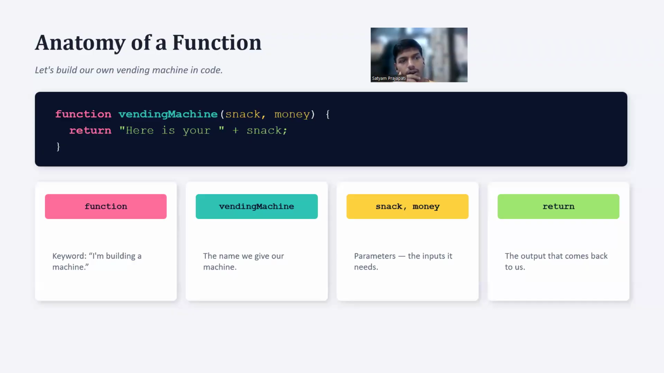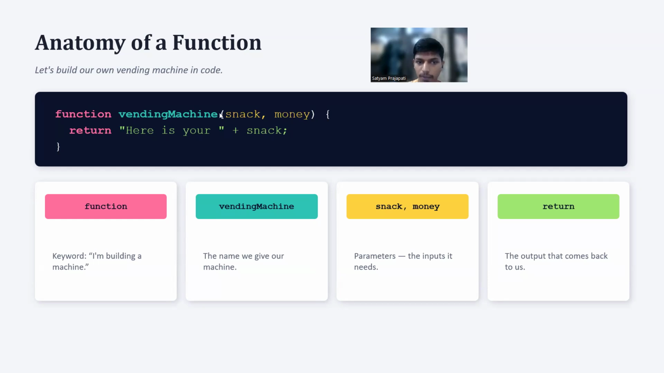So, the anatomy of a function. What are the things in a function? This is the function name. What is the function keyword? I am building a machine, anything, and this vending machine is the name of that function. It is not that every time you write a vending machine. For a specific kind of work, you can choose your own name, like coffee machine, detergent machine, or anything.